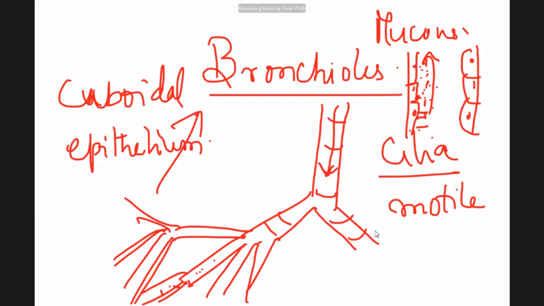If the cilia do not push it out, what happens? Your lungs get filled with this fluid. Then you can't breathe. So, this mucus is regularly secreted, and the cilia have to push that mucus containing dust particles and trapped microbes away. That's a use.